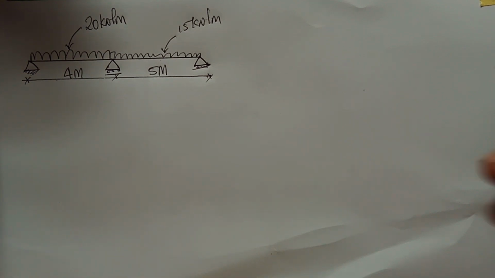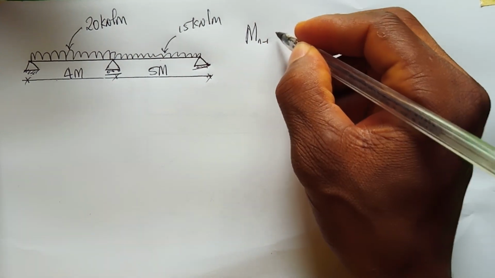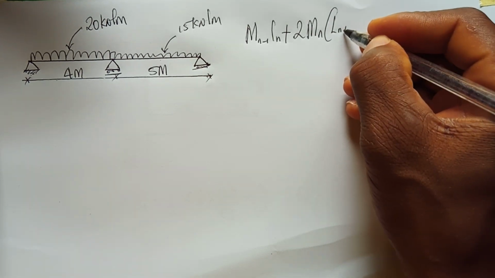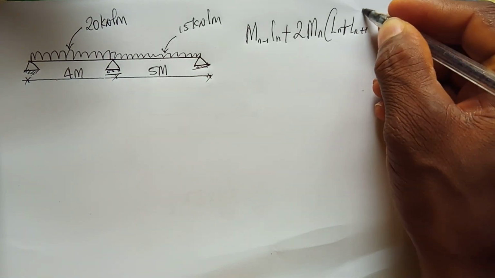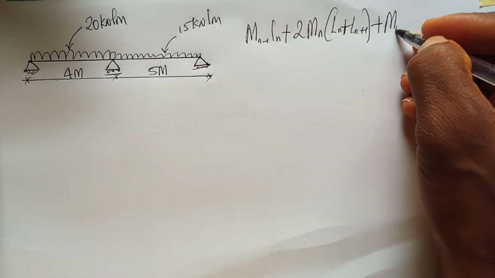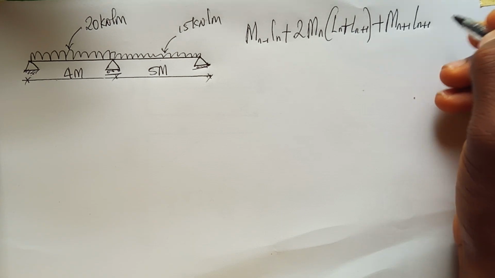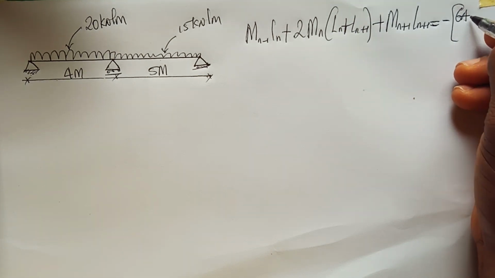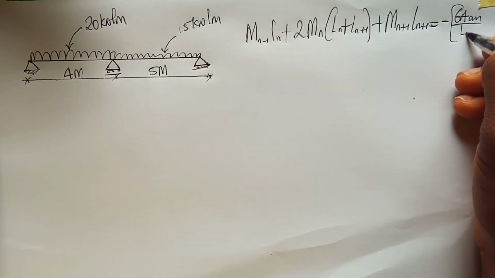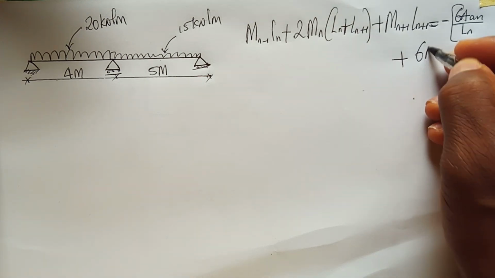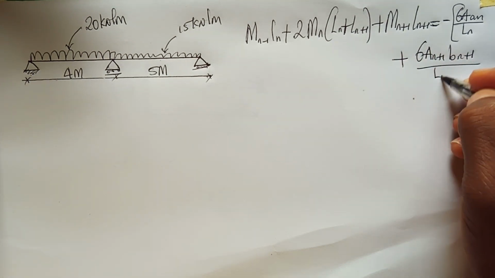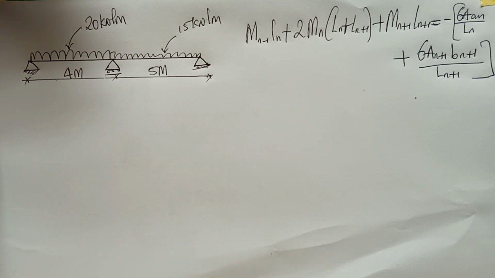So the formula goes this way: Mn-1 Ln plus 2Mn (Ln plus Ln+1) close bracket, plus Mn+1 Ln+1 is equal to minus 6 An an over Ln, then plus 6 An+1 bn+1 over Ln+1, close the bracket. You are going to apply the superposition principle.